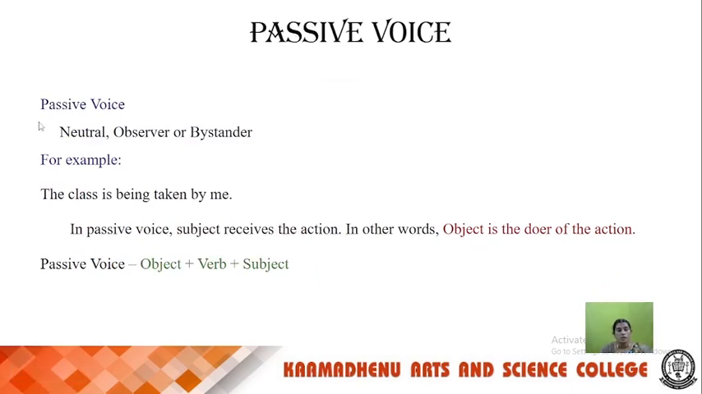Then passive voice. If you want to say something in a neutral manner or if you want to be an observer or bystander, that comes under passive voice. For example, the class is being taken by me. In passive voice, subject receives the action. In other words, object is the doer of the action. The pattern of this passive voice is object, verb, subject. This is the passive voice form.